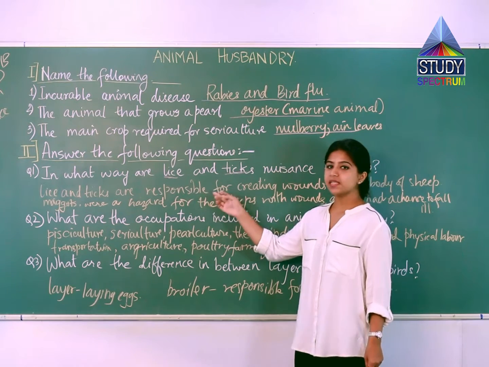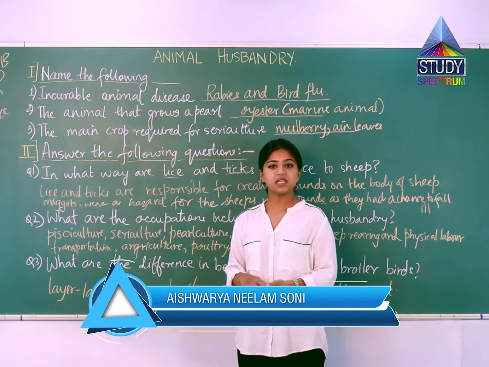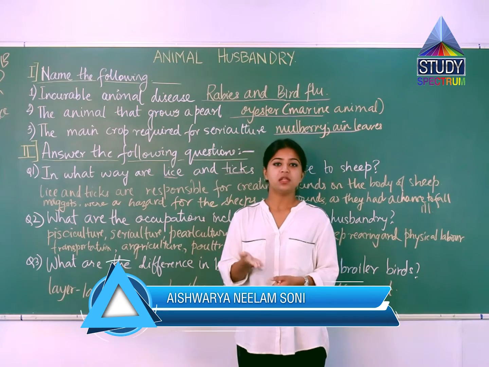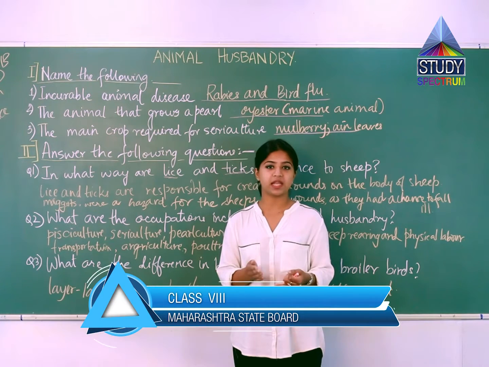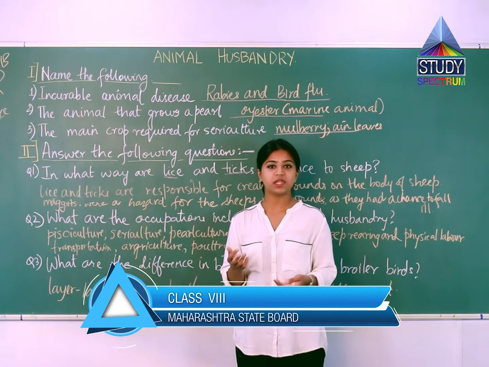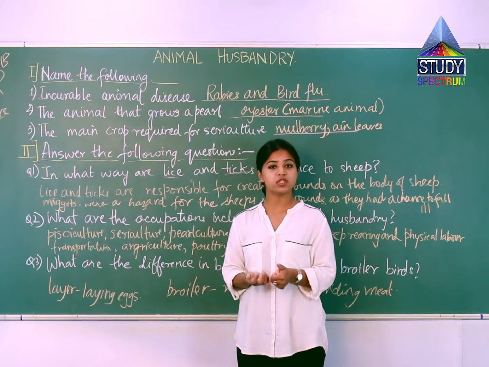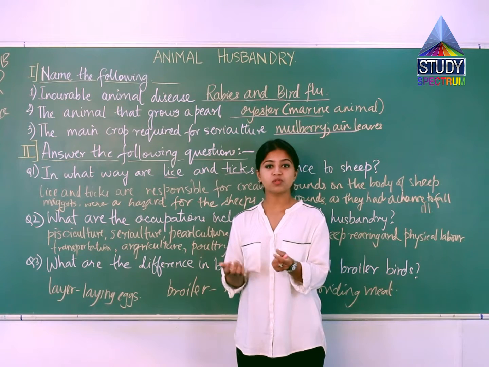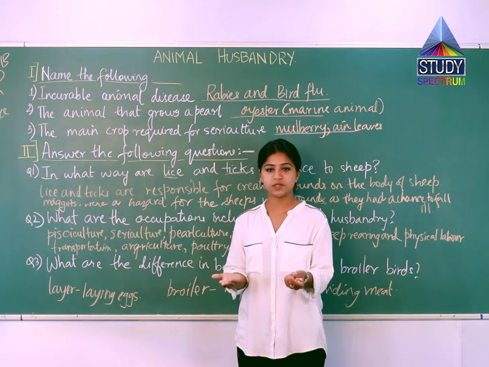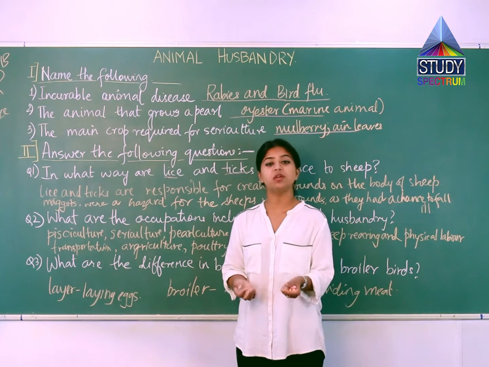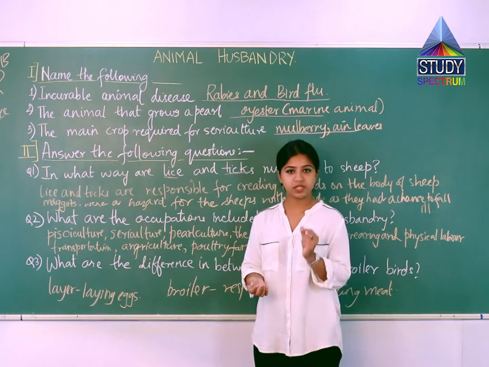So in what way are lice and ticks a nuisance to the sheep? Now, the lice and ticks are a nuisance to the sheep because they are responsible for creating wounds on the body of the sheep, at places like the neck, the area of the anus or the whole body surface, and this creates open wounds where the maggots could sit and transfer the germ into the bodies of these sheep and make them susceptible to a disease or infection. And in this way they prove to be a nuisance for the sheep.